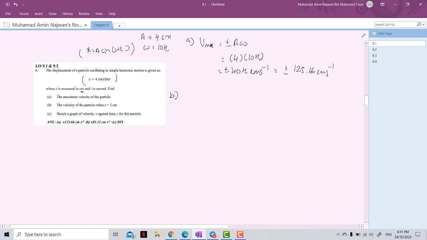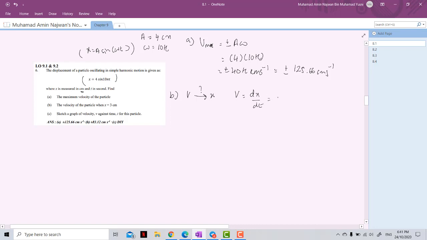Question B. The velocity of the particle when x sama dengan 3 cm. Okay, so sekarang ni dia nak relate velocity with the displacement x. Dia nak ni relation with this. So we cannot use v sama dengan dx per dt. Kenapa kita tak boleh guna ni?